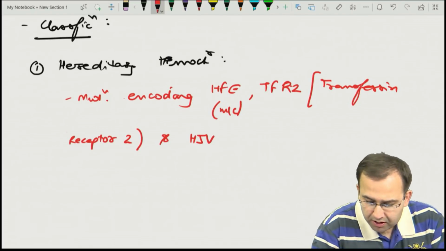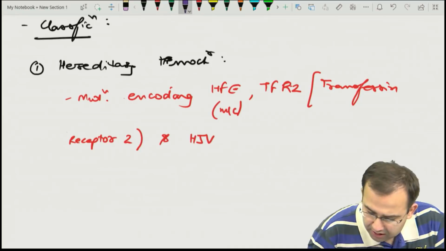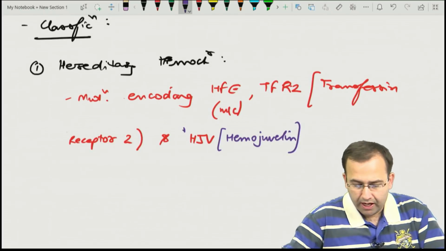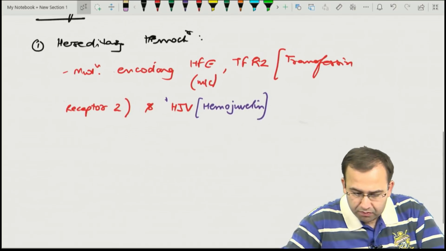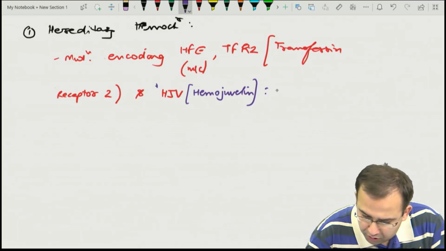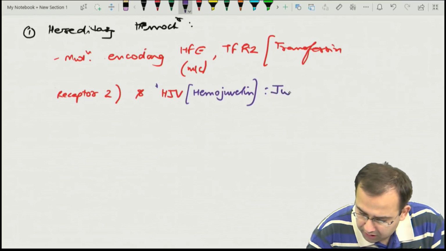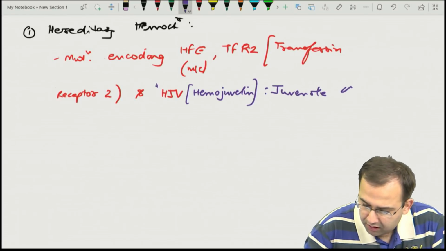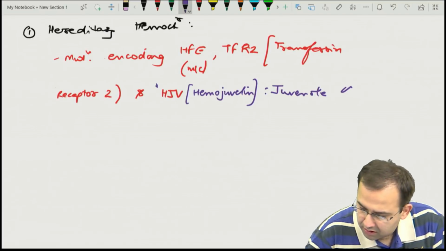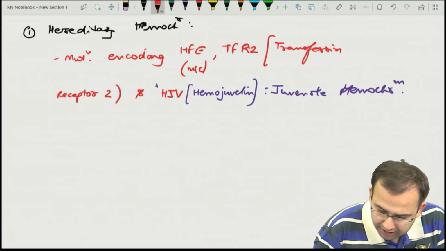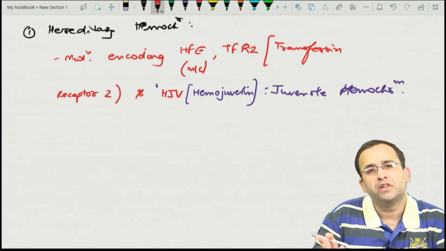HJV, please put a star on this. HJV stands for hemojuvelin. HJV gene mutation, the name tells you, hemojuvelin, is most commonly associated with juvenile hemochromatosis. Next point, the next type of hemochromatosis. This was the hereditary type.